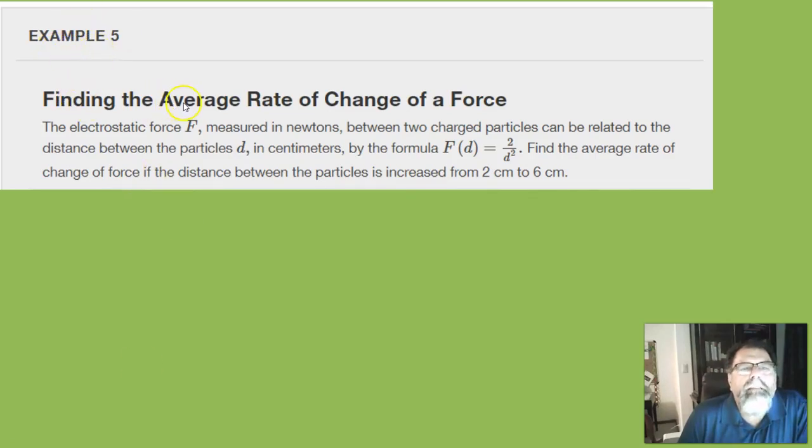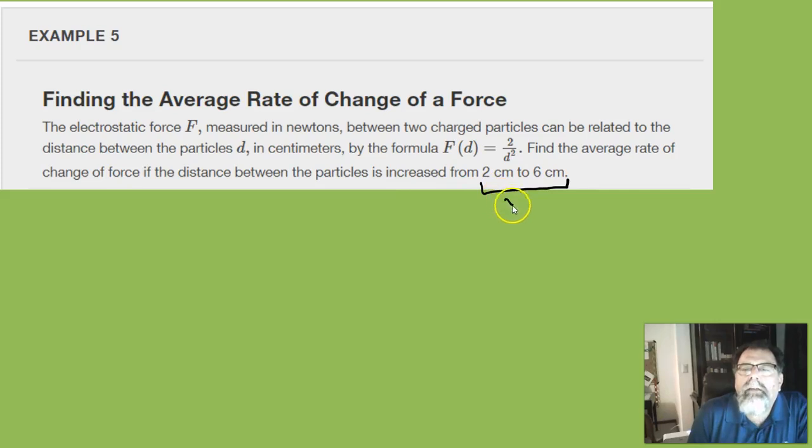Example 5. Finding the average rate of change of a force. The electrostatic force F, measured in newtons, between two charged particles can be related to the distance between the particles d in centimeters by the formula F of d is equal to 2 divided by d squared. Find the average rate of change of force if the distance between the two particles is increased from 2 to 6 centimeters.